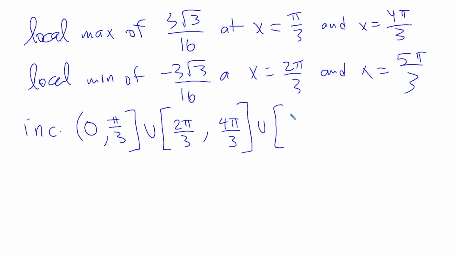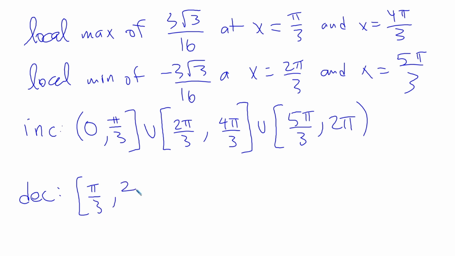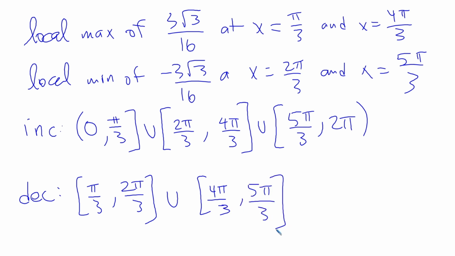And then from 5 pi over 3 to 2 pi, and 2 pi was the end of the open interval, so we'll use a parenthesis. And for our decreasing interval here, we just had what was left, which was pi over 3 to 2 pi over 3. And we also had 4 pi over 3 to 5 pi over 3. And so that's our intervals, that's our local max and min, and that ought to be good for that one.